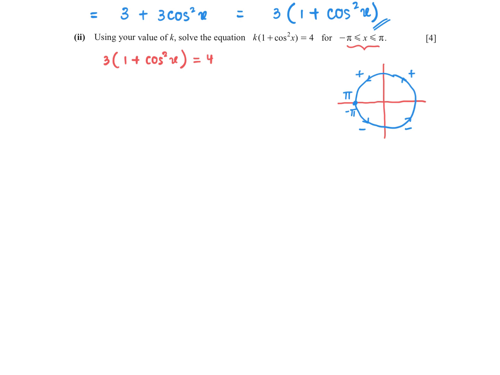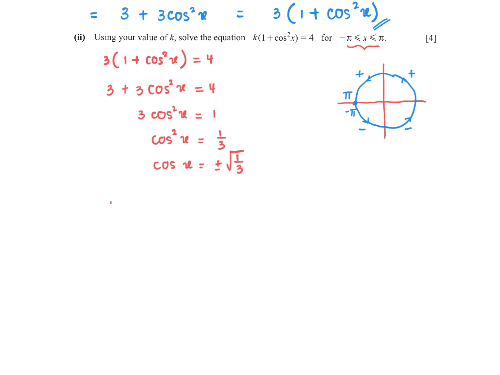Let's go back to the equation. I expand: 3 times 1 plus 3 times cos squared x is equal to 4. And then I want to make cos squared x the subject. Subtract 3 from both sides, 4 minus 3 is 1. And then divide both sides by 3. Then cos squared x is equal to 1 over 3. Then cos x is equal to plus minus square root of 1 over 3. So because of plus minus, the possible quadrants are quadrant 1, 2, 3, and 4.